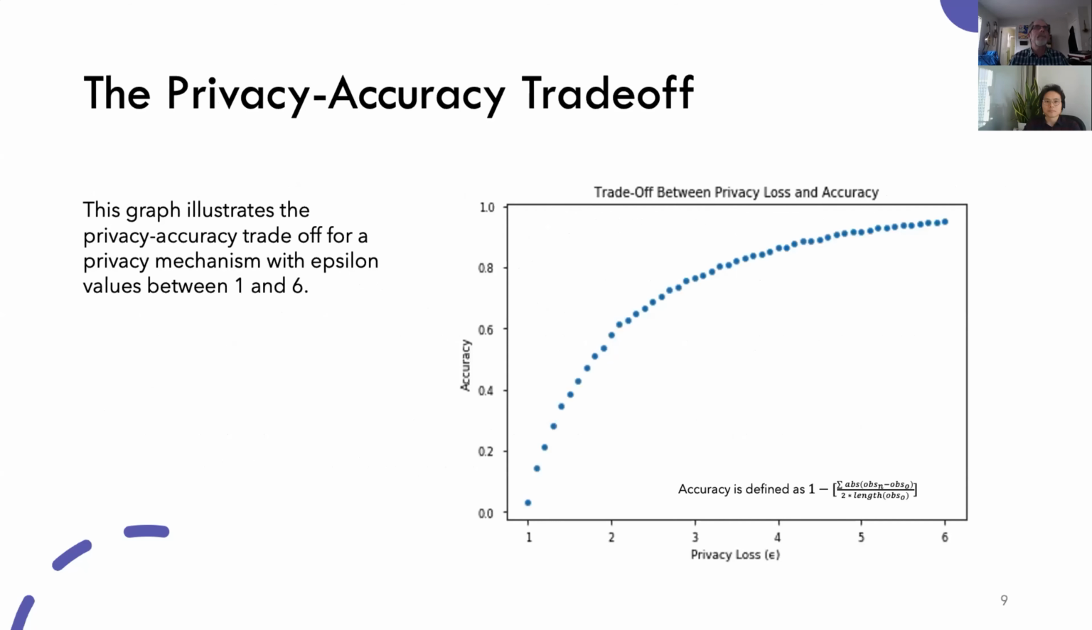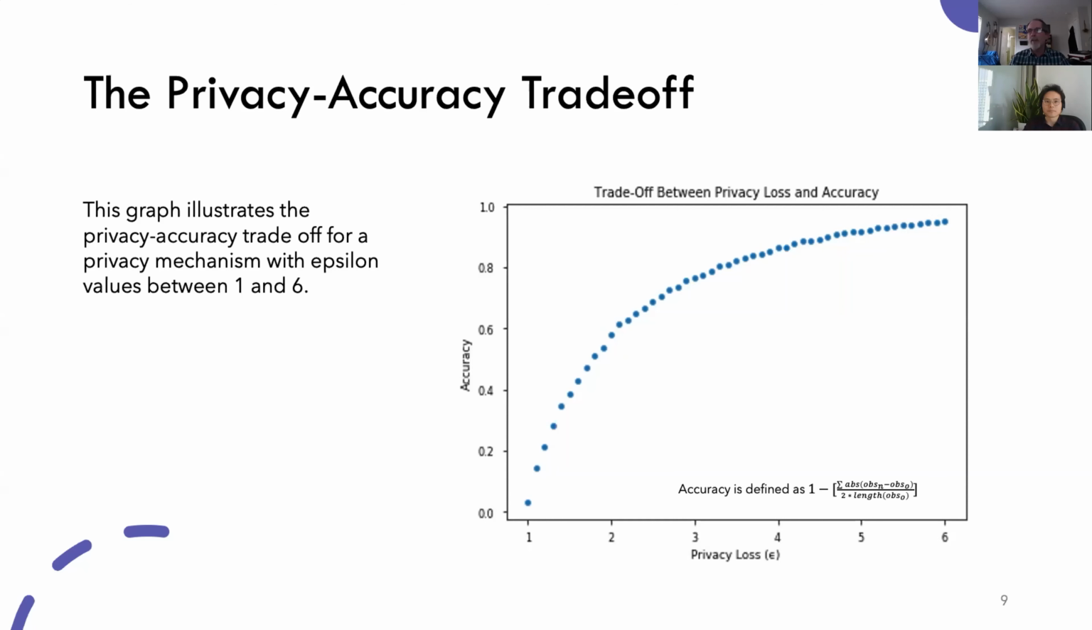Okay. I mentioned before there's the privacy-accuracy trade-off. This particular graph illustrates what that is. It illustrates a comparison of the privacy loss between 1 and 6 and an accuracy measure. In this case, accuracy is defined as 1 minus the sum of the absolute differences of the noisy observations and the original observations divided by 2 times the length of the original observations. In other words, it's the L1 norm.